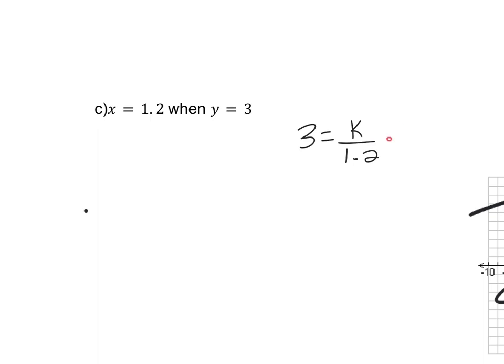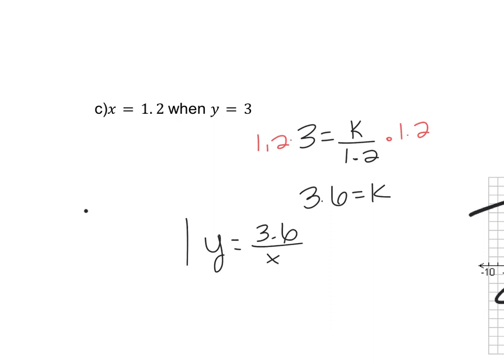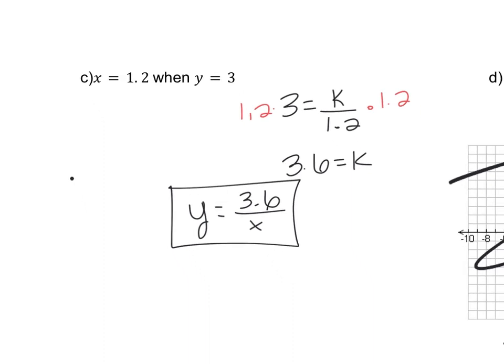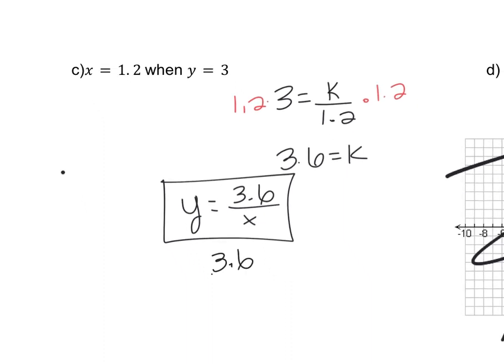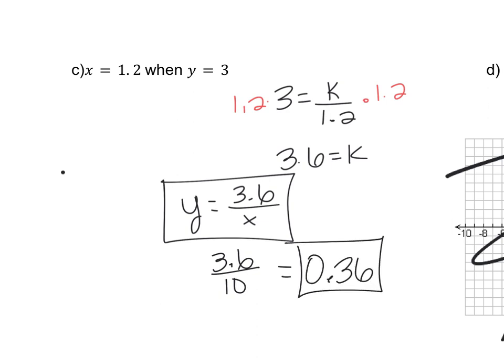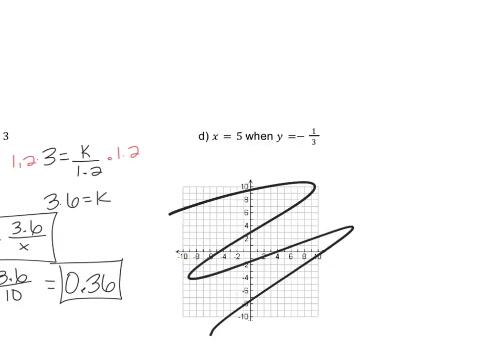You're going to multiply both sides by 1.2. So you have 3.6 equals k. Okay, perfect, we got the k. Now let's write our function rule. That would be y equals 3.6 over x. And the last thing they want us to do is plug in 10 for our x and solve. So 3.6 divided by 10 is 0.36. And that's it.